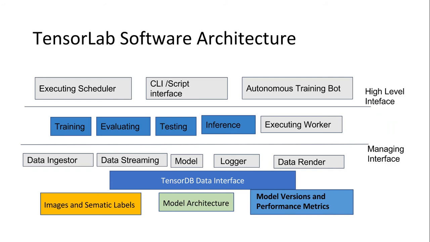On the app framework, in the backend, we have three databases: one for imaging and semantic labels, one for the machine learning model architecture, and one for the parameters and metric logs. Everything is connected to the application through a TensorDB data interface. On the software layer, at the lower level, we have a data ingester, data streamer, model logger, and data render. This is for the low-level API. On the high level, a scripting language can construct and distribute jobs in a high-level way.